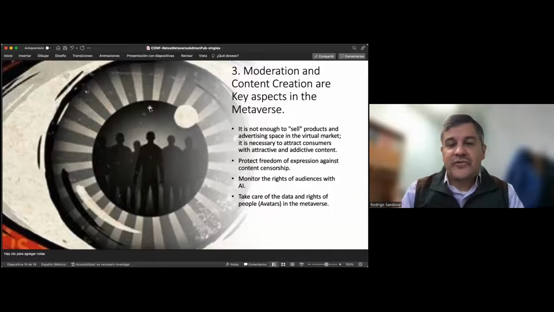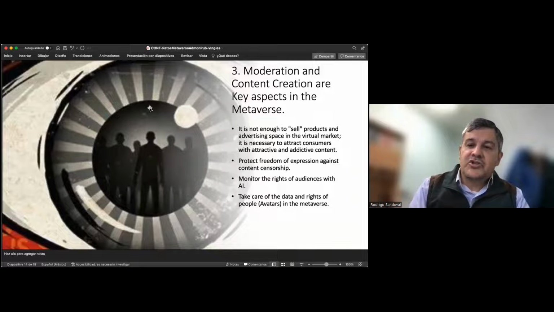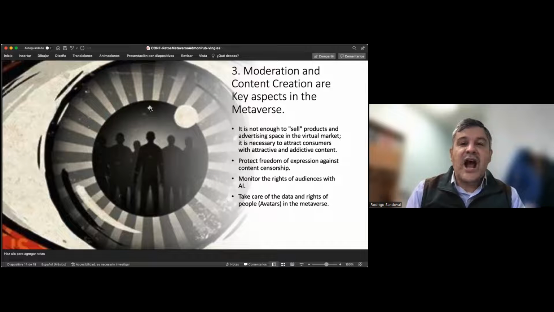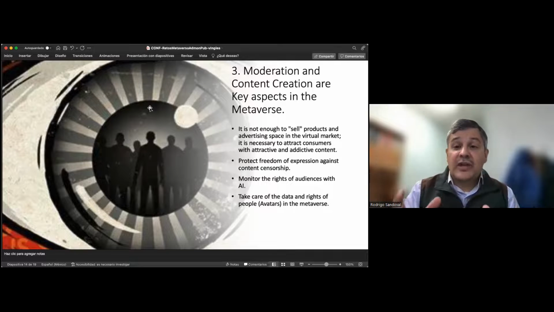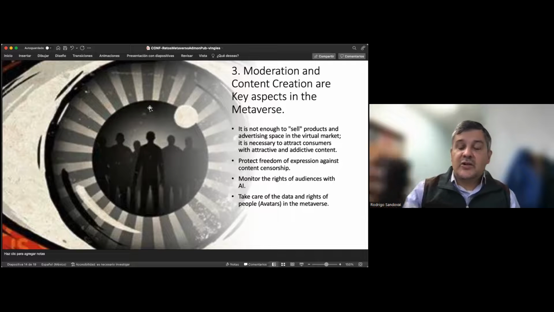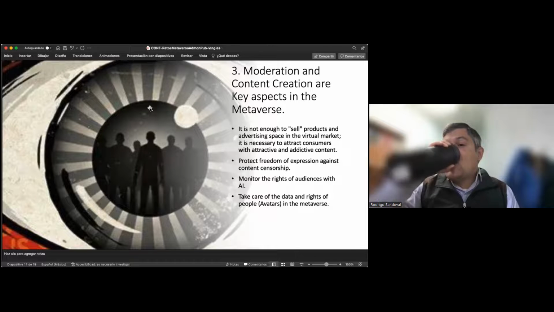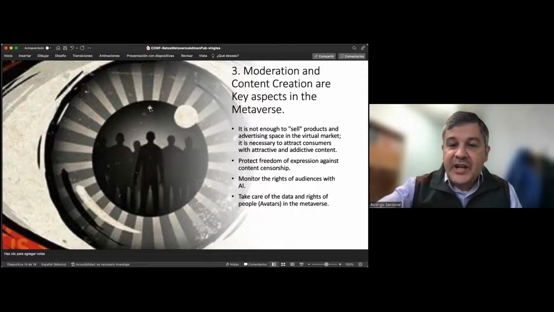The third challenge for the government or the public administration is content creation. And content creation in the metaverse is a key aspect. I think it is the heart of the metaverse. In order to be part of this online interaction, content has to be inside. It has to be updated. It has to be created.